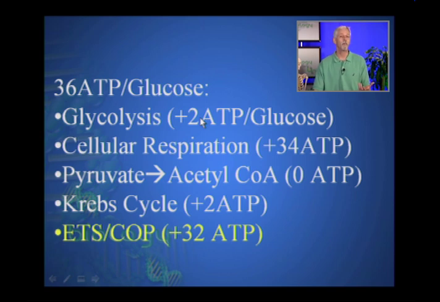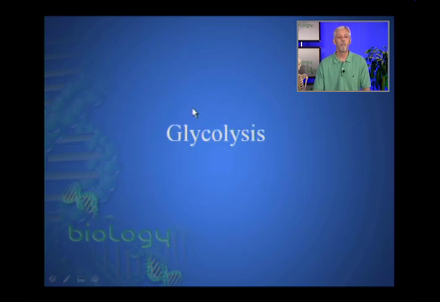They only get 2 ATPs per glucose. We eukaryotes, if oxygen is present, can get 36 ATPs per glucose. Okay, so let's go ahead and look at glycolysis.